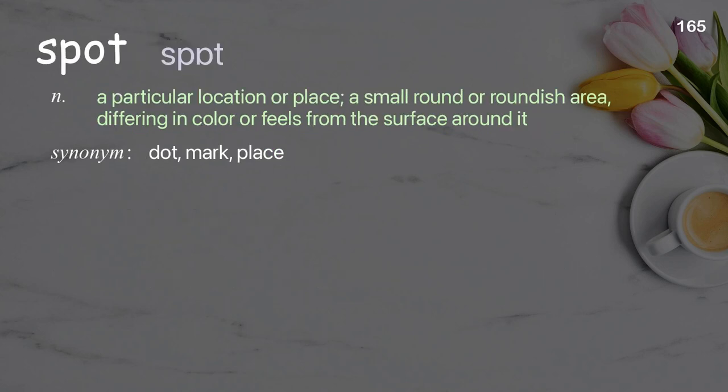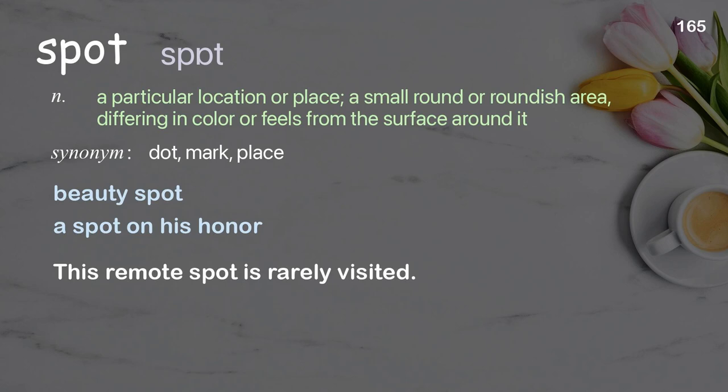Spot. A particular location or place; a small round or roundish area differing in color or feel from the surface around it. Examples. Beauty spot. A spot on his honor. This remote spot is rarely visited.